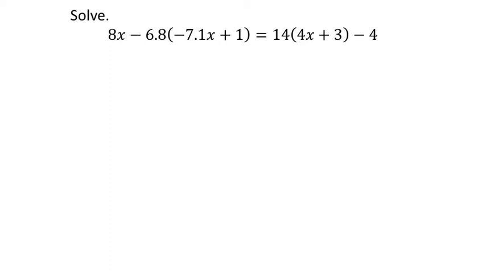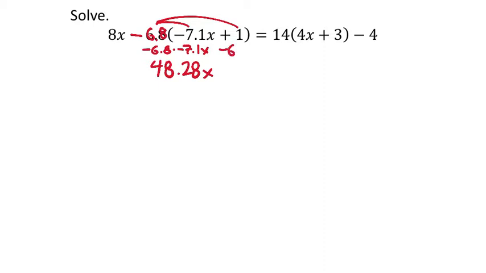So for this one, we got some distribution here. Don't forget that this 6.8 right here, whatever it is, it's negative. Okay, so when we distribute, which is multiplication, we actually need to take negative 6.8 here first and multiply it by negative 7.1 x's. So I just take my calculator, negative 6.8 times negative 7.1, enter, and I get 48.28 x's.